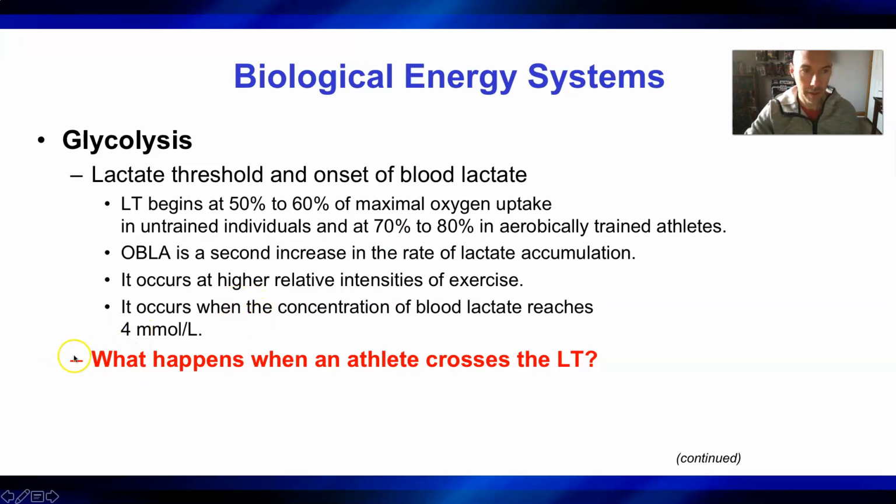So this question that I pose here, what happens when an athlete crosses the lactate threshold, we can kind of refer back to a few things that we mentioned earlier, right? Once they cross the lactate threshold, lactate is going to start to accumulate in the cells and spill over into the blood, okay? And that's going to have a negative feedback effect on glycolysis, okay? So glycolysis is going to slow down. Now, what are the implications of that?